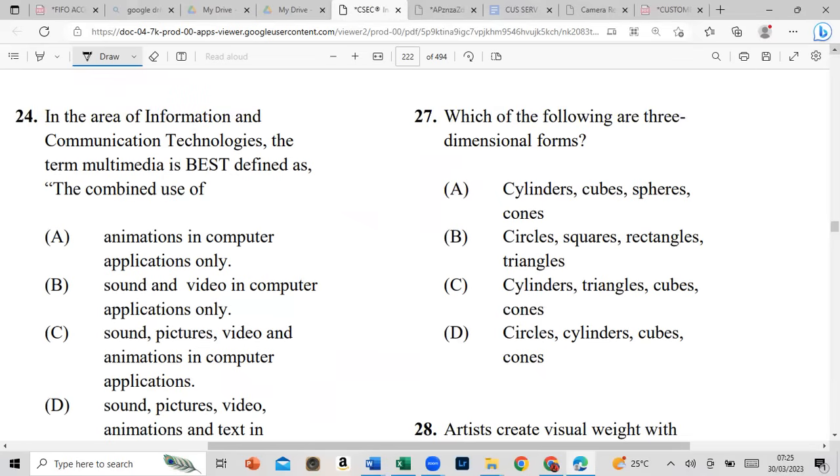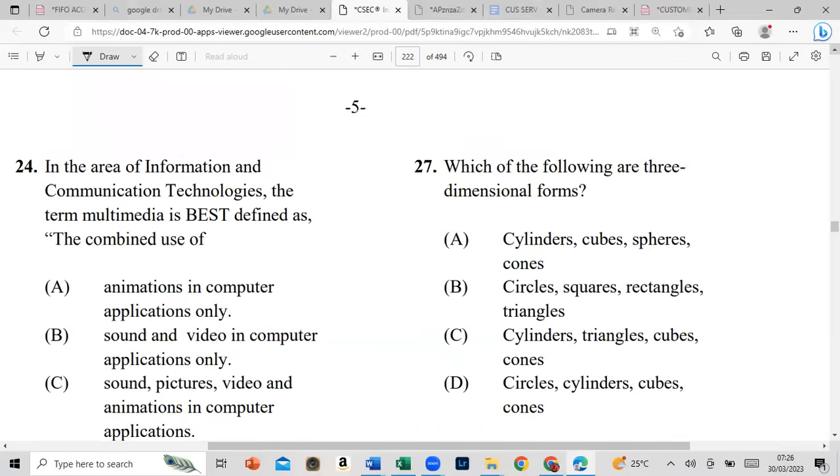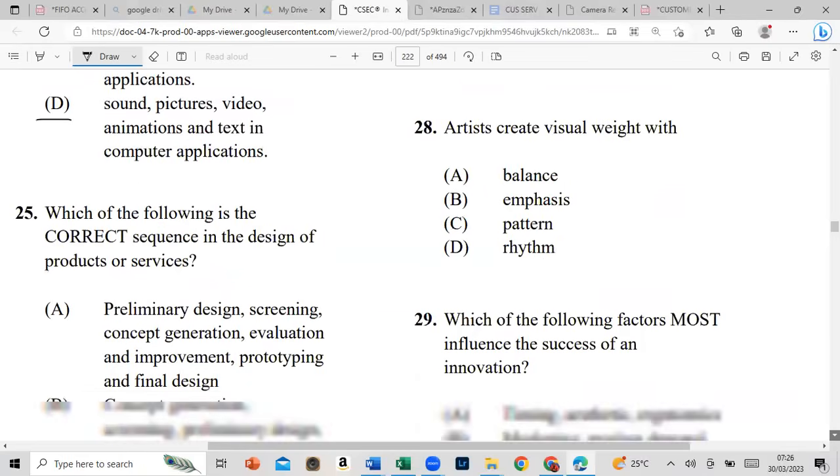How many you got so far? That would be D, sound, pictures, animation, text in computer applications. It's a lot. Guys, embrace the technology, embrace it. All right, let's move on to 25.